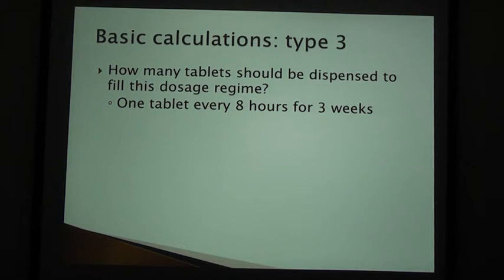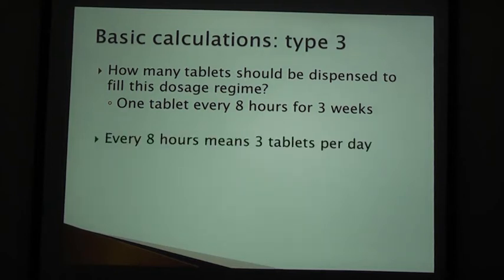So it's saying to you taking 1 tablet every 8 hours for 3 weeks. If I'm taking it every 8 hours, it means I'm taking 3 tablets a day. Remember we said that before, 8 3s are 24. So if it's every 8 hours, that means they're fitting in 3 doses per day, so it's 3 tablets in 1 day.